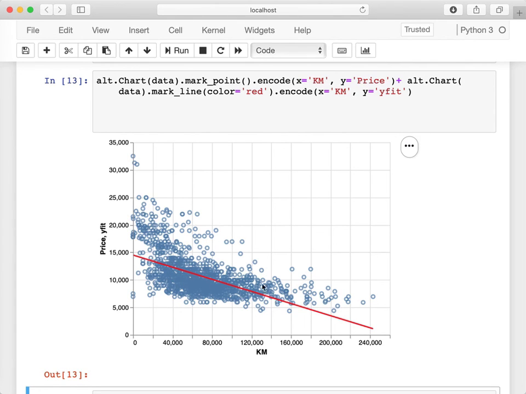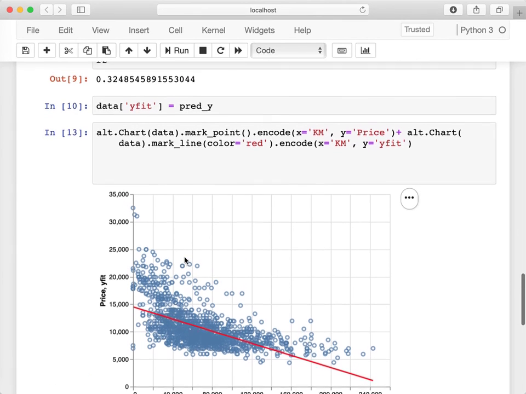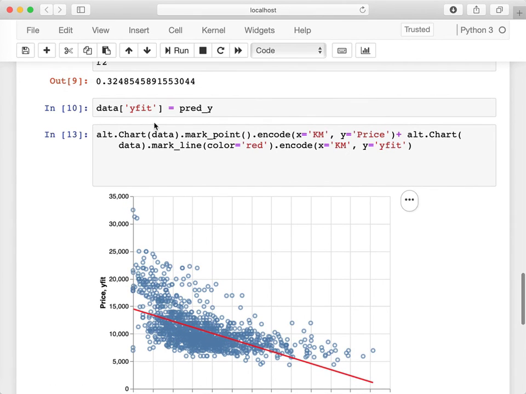In the next exercise, we will see how we can improve our regression model by including more variables and getting the R2 score to a higher value, almost 80%.